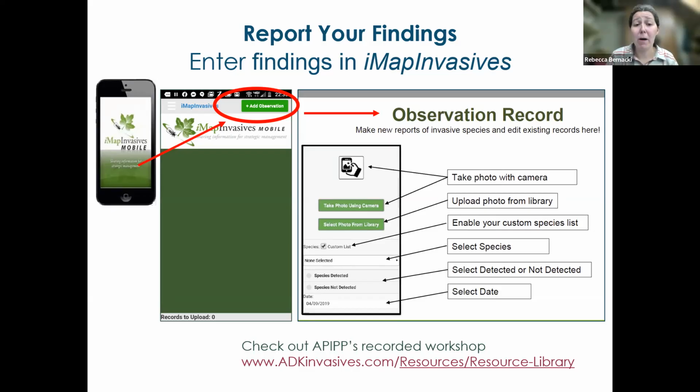If you want to learn more about iMap Invasives, I highly encourage you to visit their website. They have tons and tons of great training resources. And back in 2020, they actually gave us a specific workshop for APIP folks, and you can find that on our recorded resources library, which I already talked about.